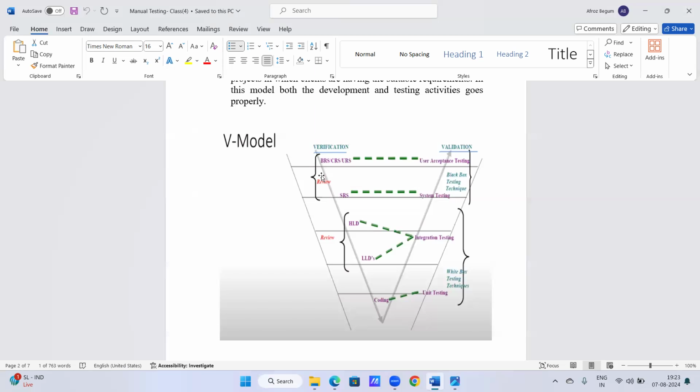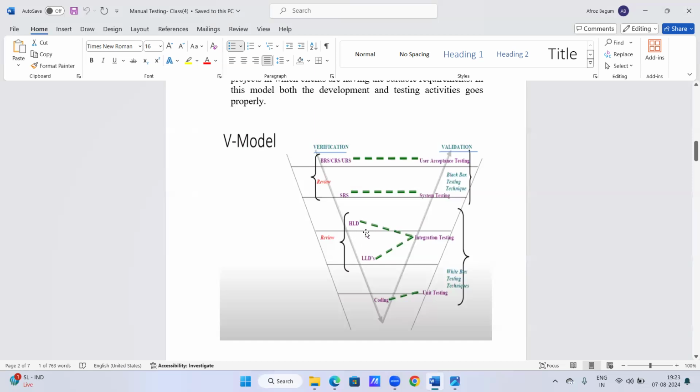So that's the next document, and based on the SRS document, the designers will prepare the HLD and LLD documents. So this is the third phase. So first phase, what is it? In the first phase, we prepared the BRS document. In the second phase, we prepared the SRS document, software requirement specification document. In the third phase, designers prepare the HLD and LLD documents.